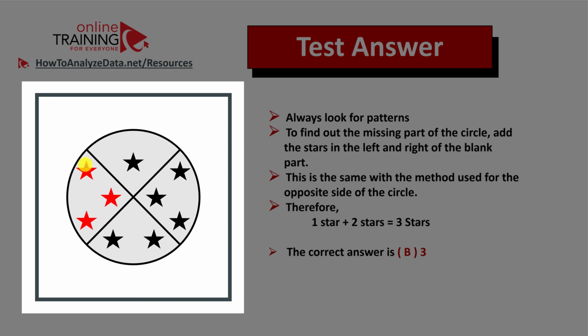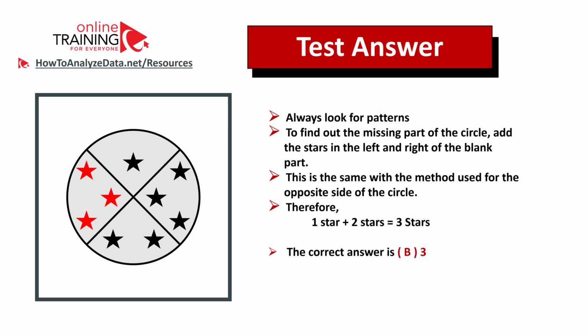There are multiple ways to solve this challenge, and we got a hint that we should use mathematical operation. We take the stars from the left of the blank part of the circle and add the number of stars from the right part of the blank part, and we get 1 plus 2, which is equal to 3. You can also use subtraction to come up with the answer. Can you figure out how to use subtraction to get to a similar answer? If you figure out the subtraction answer, please make sure to post it in the comment section of this video.